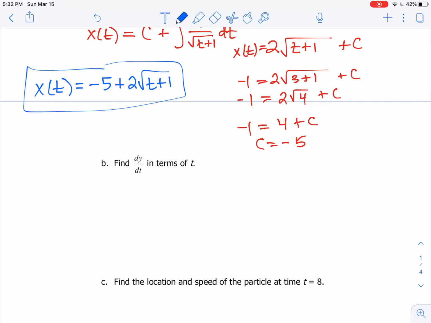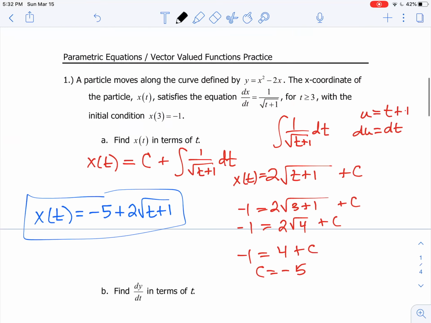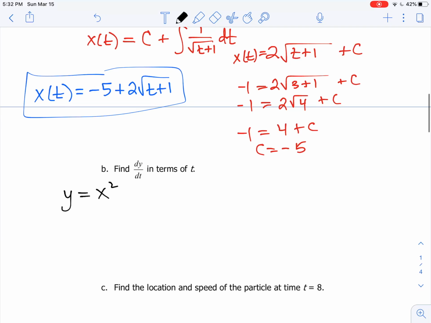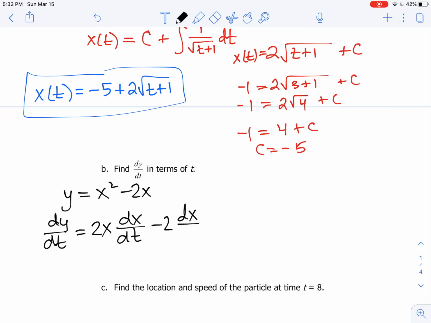All right, find dy/dt in terms of t. Well, they didn't give me a dy/dx. They gave me y equals x squared minus 2x. So dy/dt is going to be 2x dx/dt minus 2 dx/dt. Think related rates here, right? So I'm thinking related rates. I'm thinking that I'm going to take all of this and I'm going to substitute it in for the value of x.